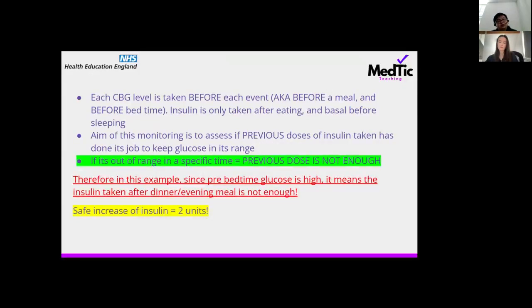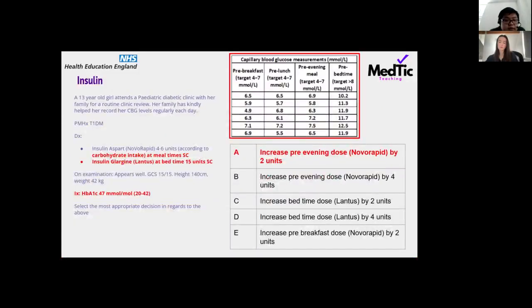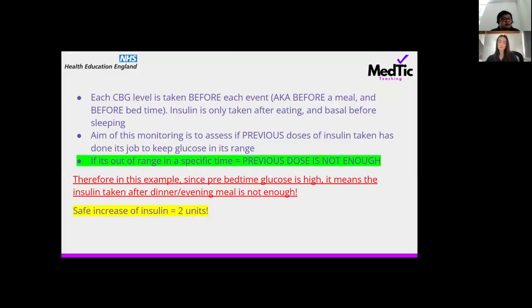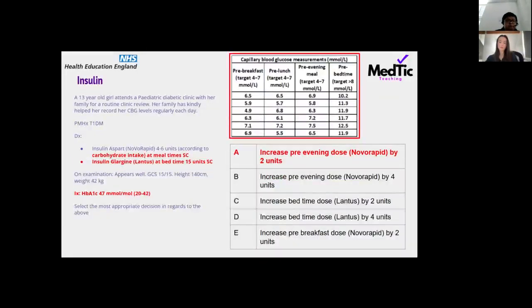If at a particular time it's out of range, that means the previous dose before that is not enough. Therefore, in this example, since the pre-bedtime glucose is high, it means the insulin taken after dinner is not enough. As a general rule, which annoyingly is not really stated very clearly in your BNF or Medicines Complete, through practicing a lot of questions, you find that they like to advocate for a safe increase of insulin by 2 units. Hence why the best answer would be A in this scenario.